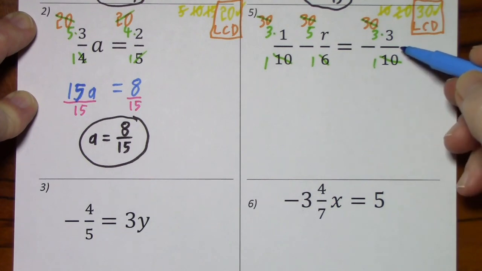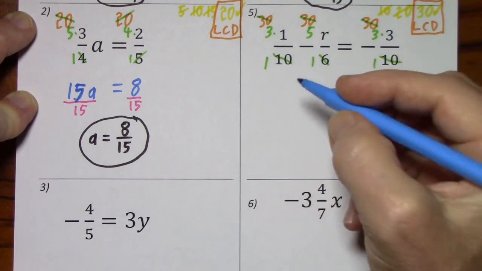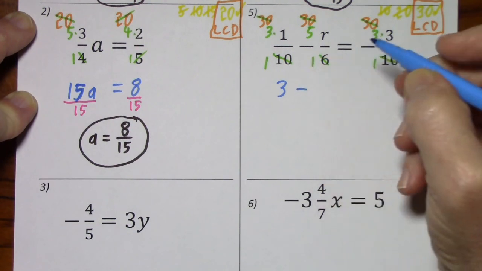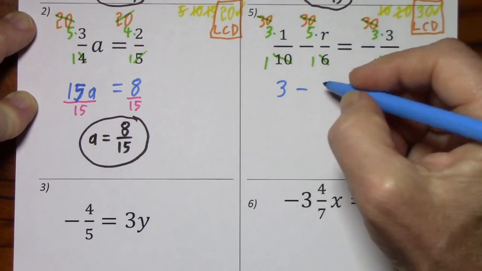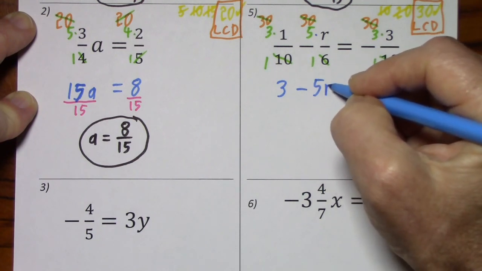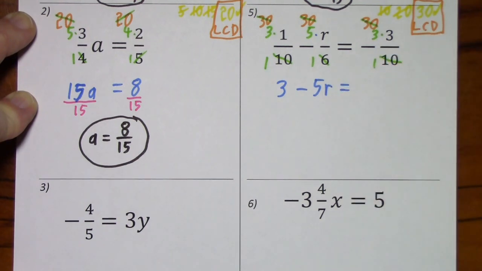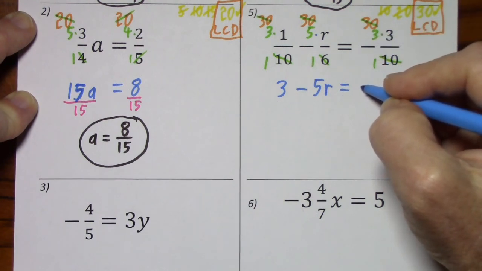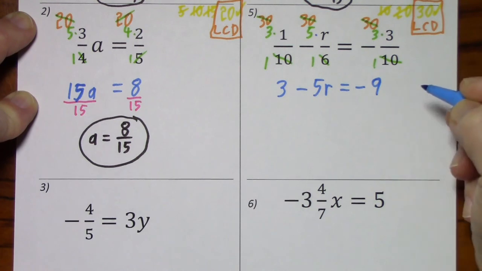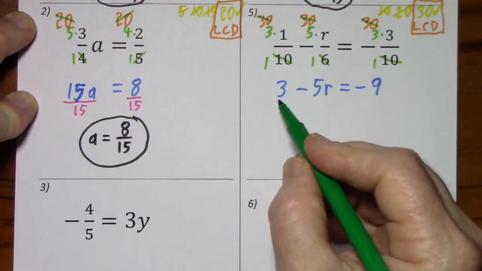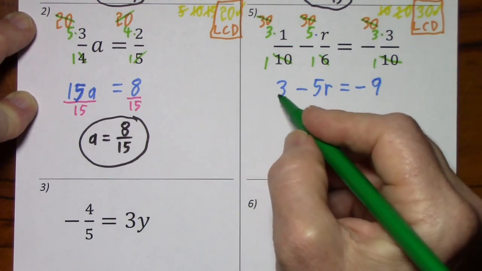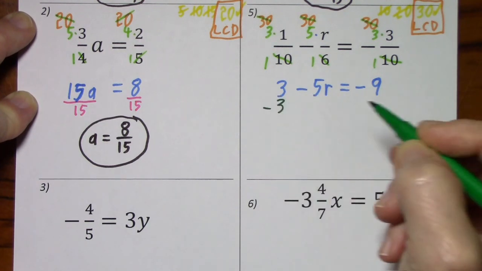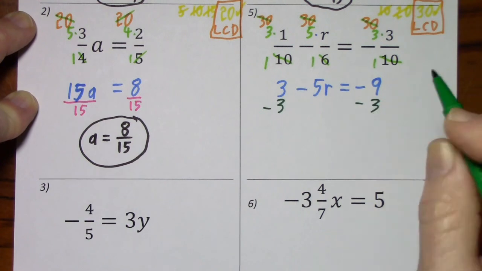So rewriting this equation without fractions, we have 3 times 1. Bring down your negative or minus, whatever you want to say. 5 times r. And negative 3 times 3 is 9. Well, I'm sorry, negative 9. I'd say get rid of the 3 held by addition or subtraction. So this is a positive 3. Put negative 3 underneath. Negative 3 on the other side.